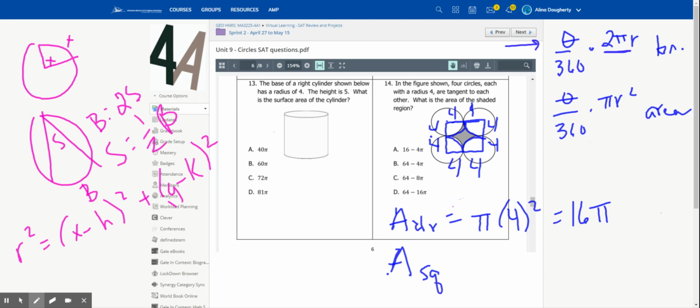Area of the square. I feel like the stylus is getting worse and worse the more I use it.